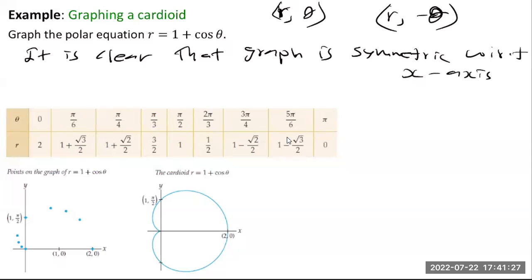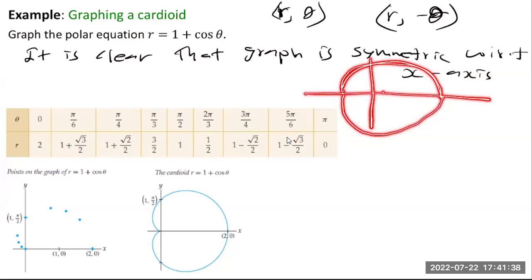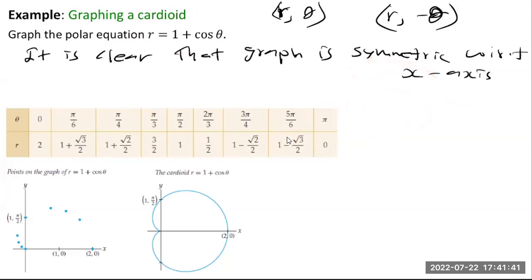That means if we can draw the graph of this polar equation only on the upper half plane, only on this region, then by symmetry we can draw the lower half of the graph. So all we need to do is consider theta values between 0 and pi in this region. If we consider theta between 0 and pi, then for other theta values we can easily get the shape of the graph by symmetry. So let me consider only theta values between 0 and pi.